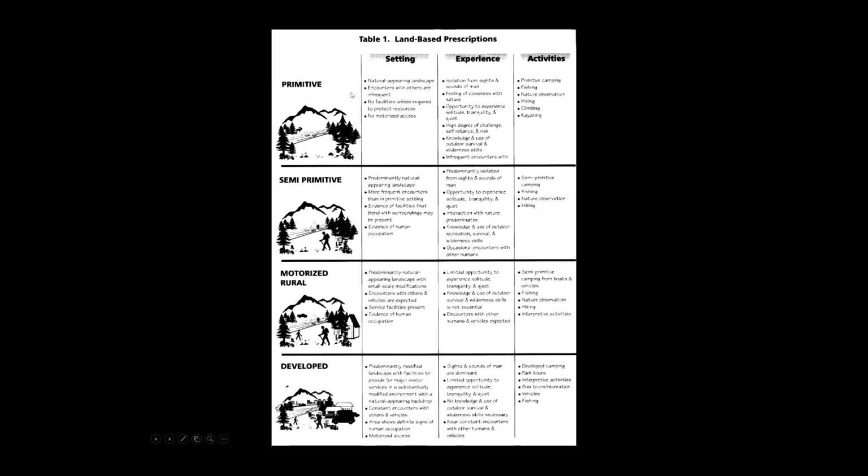The reason they do zoning is so that you can broadly describe what's allowed in an area. So those areas that are labeled primitive, the setting is the natural appearance, encounters, so the social setting is less frequent. They don't allow facilities to be built, and it's no motorized access. And what they're expecting the visitor to get from it is isolation from sights and sounds of man, a feeling of closeness to nature, high degree of challenge, infrequent encounters with others. And the activities that are allowed are primitive camping, fishing, nature observation, hiking, climbing, kayaking.